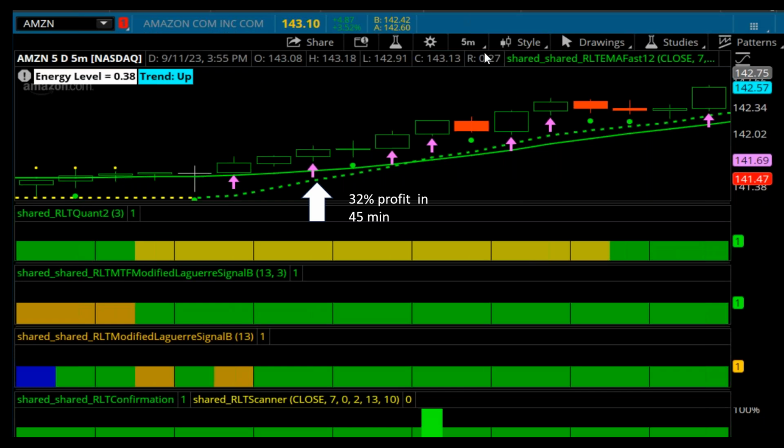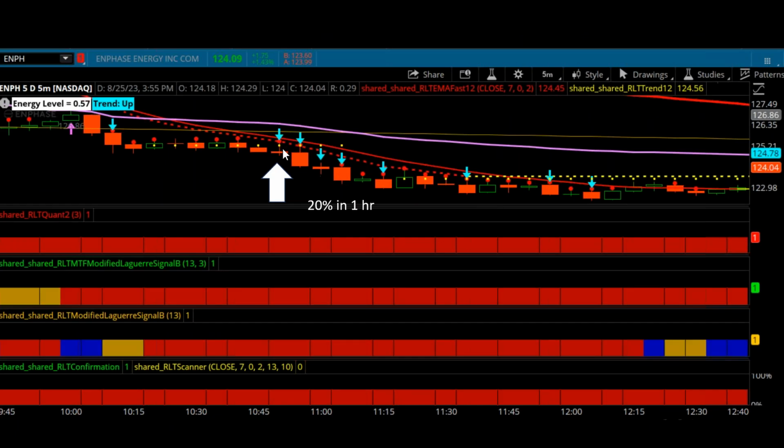This is the 5-minute chart. This is trading intraday on Amazon. Stock came across the 15, it was yellow, then it went green, took it here as we get a pop out of the box symbol, took it right here and rode it up for 32%, 45 minutes in Amazon. ENPH, another 20% profit in an hour.